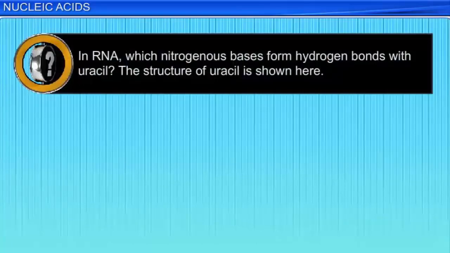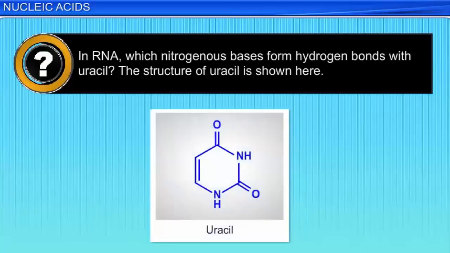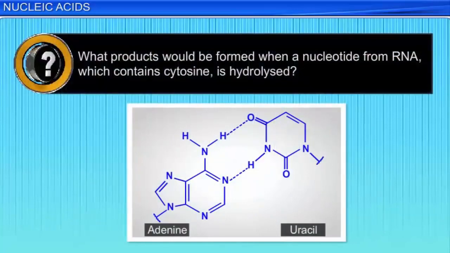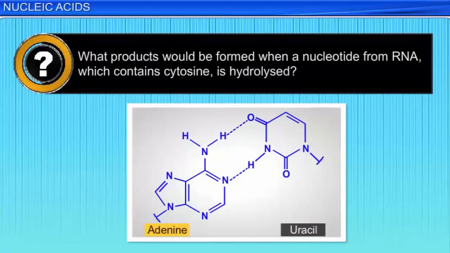Try to answer this question on your own before checking the answer. In RNA, which nitrogenous bases form hydrogen bonds with uracil? The structure of uracil is shown here. Notice the structural similarities between uracil and thymine. Therefore, in RNA, uracil forms a complementary base pair with adenine. 2 hydrogen bonds are present between the bases.